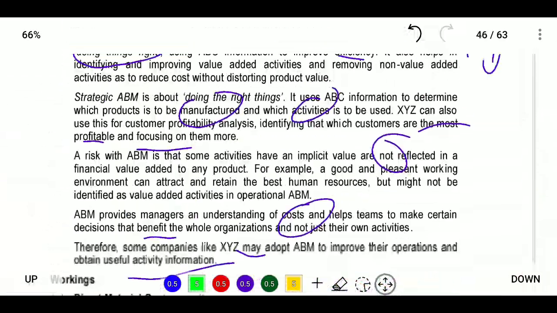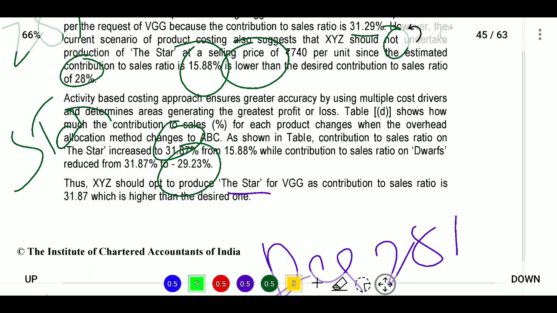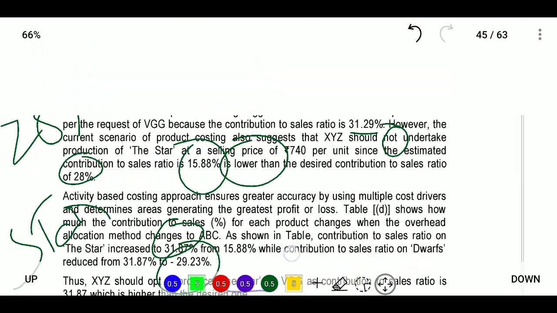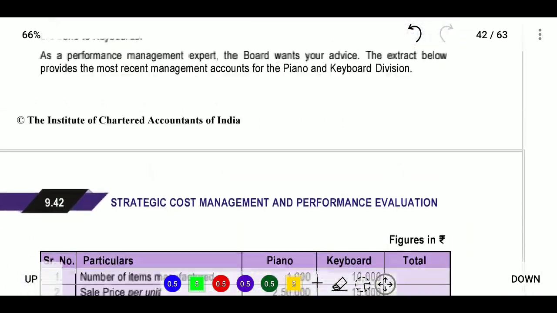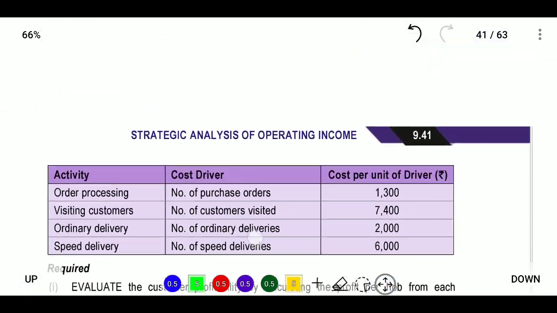Next, question number... now we will complete 6-1. Question number 8, I think so. Let me see, 8th, not question number 7.